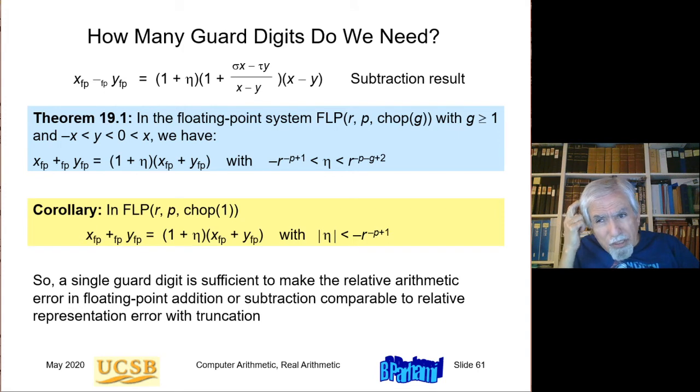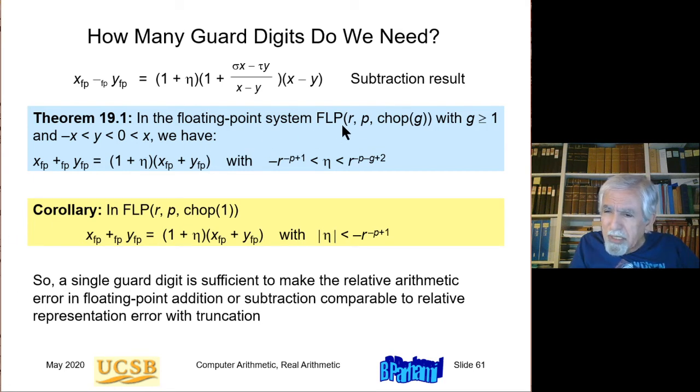So a natural question is, if we want to perform floating point arithmetic computation using guard digits, in other words, carry extra digits of precision, how many do we need? It's a non-trivial question. How many do we need to guarantee some good error bounds? And this theorem answers the question.